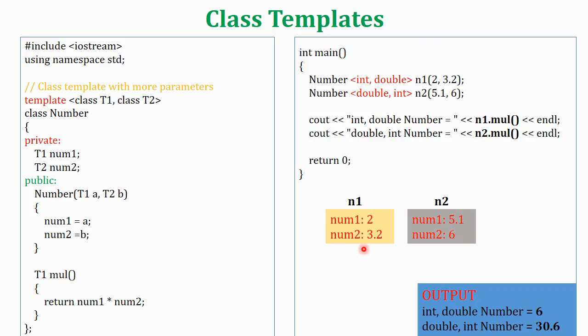And next one is n2.multiplication. So in that case, n2's number one value is 5.1, the number two value is 6, and then both are multiplied. The return value, that is the first type, is the double, right? So the return value becomes the double, and it will return 30.6.